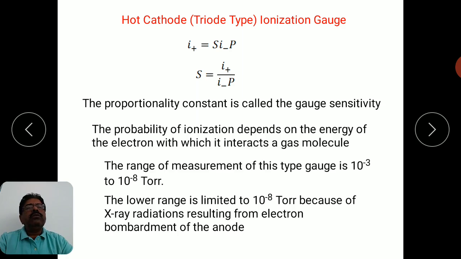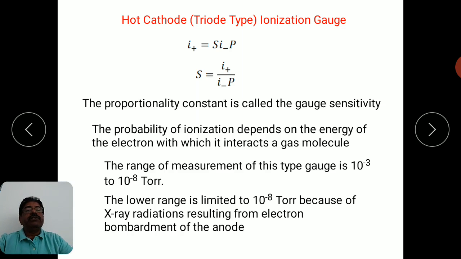Now to the lower range. Lower means lower pressure, 10 raised to minus 10 torr. So towards the lower range the limit is 10 raised to minus 8 torr. This limit is because of X-ray radiation resulting from electron bombardment of the anode.